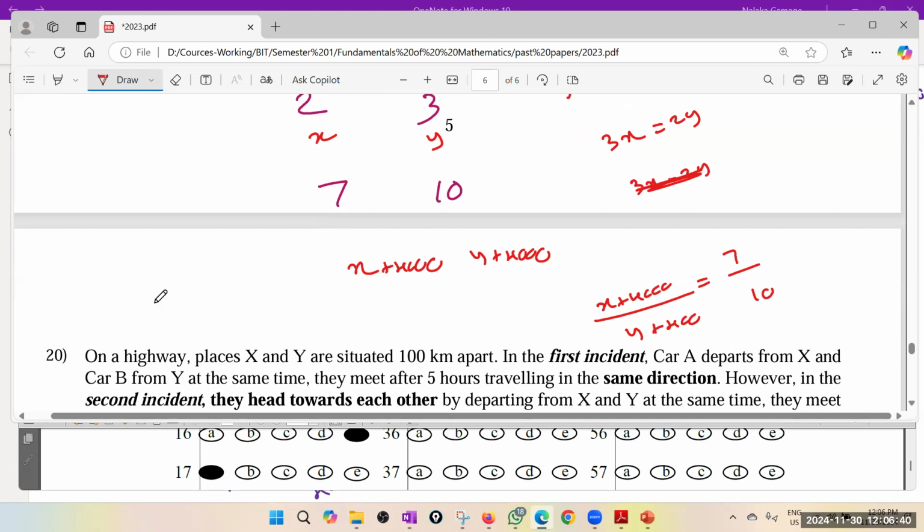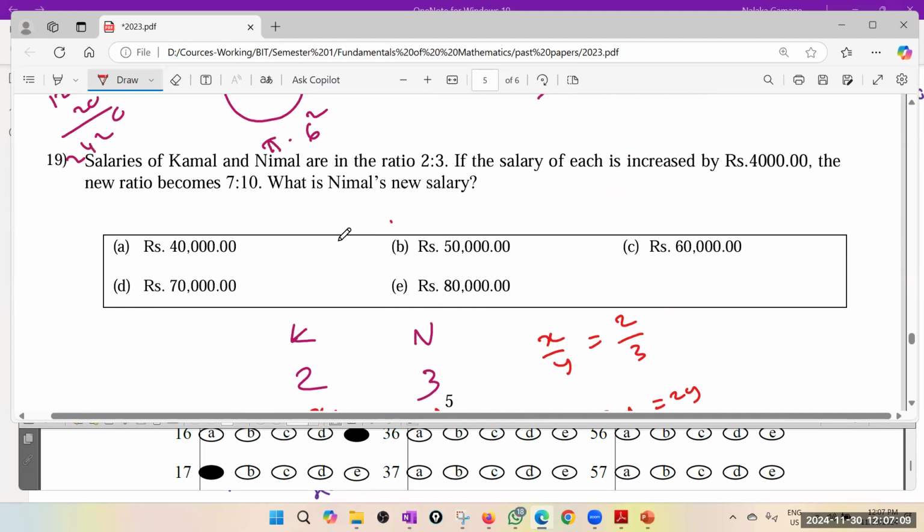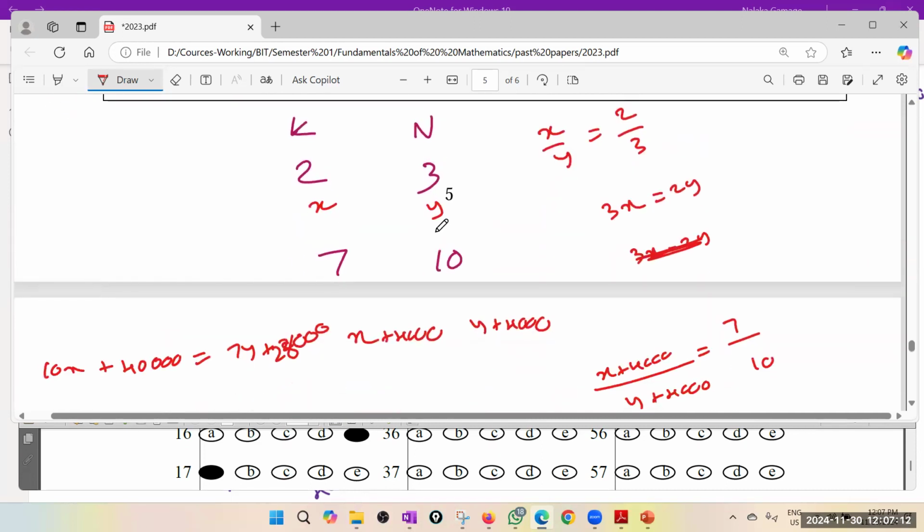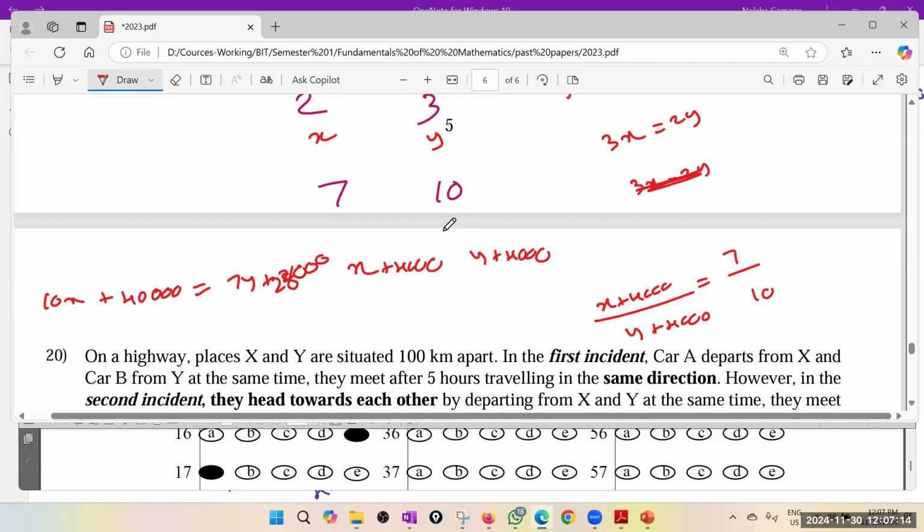So there we get 10x plus 40,000 equals 7y plus 28,000. But we know that 3x is 2y. Which one do we need? Nimal's salary, which we took as y. So let's substitute x. X is 2y divided by 3.